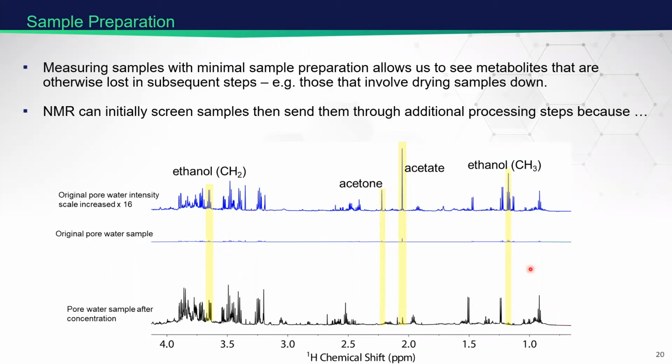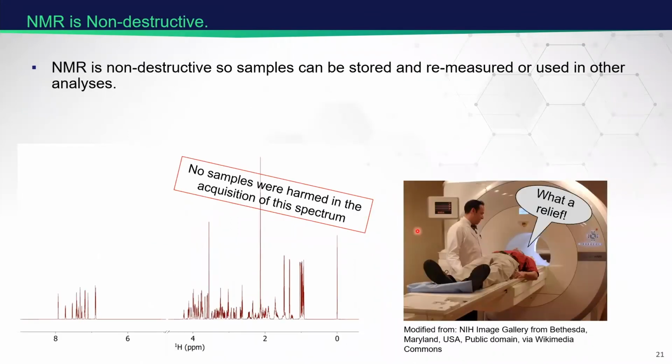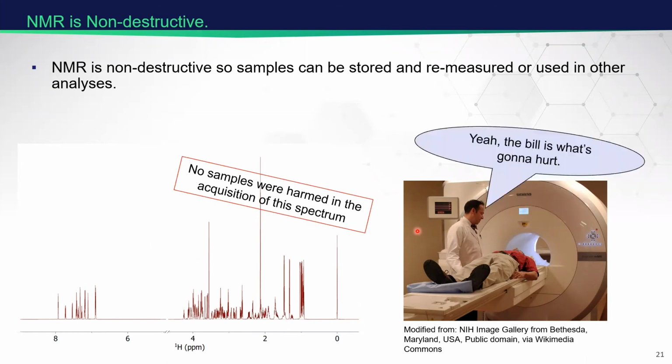In this particular case, whenever you dry down samples, you're going to alter the concentrations of low molecular weight alcohols or acetate. And if their concentrations aren't preserved, they can end up being undetectable, especially acetone and ethanol. So we're able to screen samples and send them through additional processing steps because NMR is non-destructive. We can send it down other pipelines or do the screening. Like I said, if you've ever had an MRI, then you were the sample in an NMR experiment. And so the technique itself didn't hurt, but the bill might have.